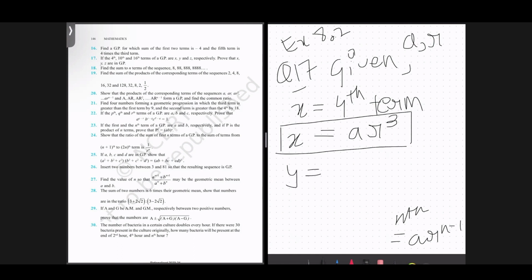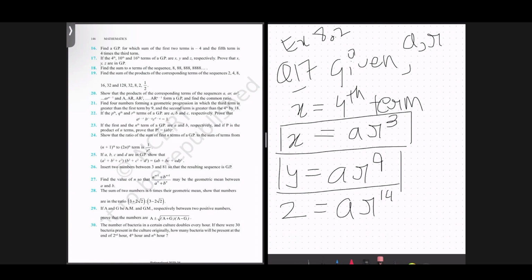Similarly, Y has been told to us as the 10th term of the GP. Going by the formula that we just understood, that the nth term of the GP is equal to A R raised to the power n minus 1, the 10th term can be denoted by A R raised to the power 10 minus 1, and that is going to be 9, right? Similarly, Z is the 16th term of this GP, right? So again, plugging in the value of n in the formula, we get Z equal to A R raised to the power 16 minus 1, and that is going to be 15, right?